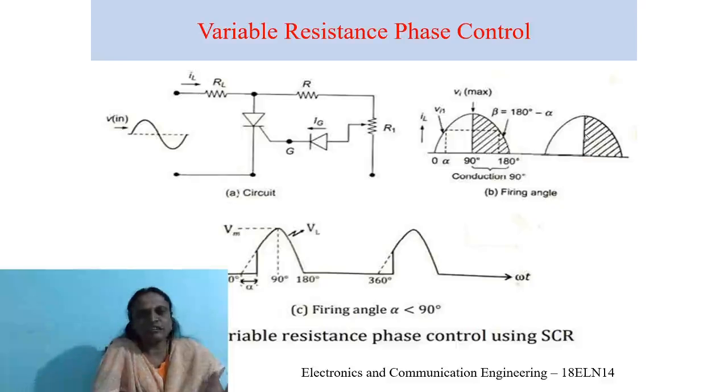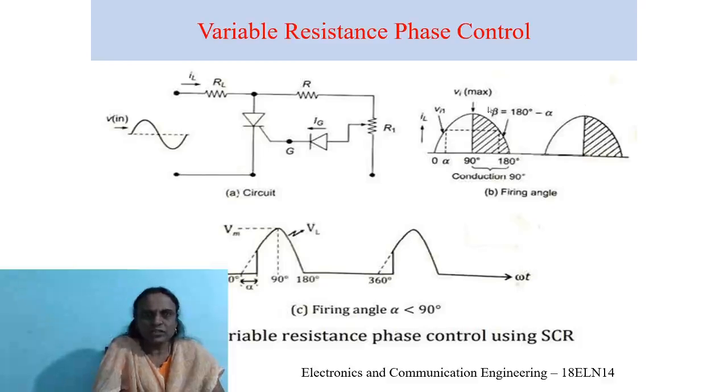Why is it called half wave? Only the positive cycle is being taken care of here, whereas the negative cycle of the input is blocked with the help of this diode. So we have firing only at alpha less than 90 degrees. Only if R1 is adjusted can we get various firing angles. Likewise, we can have the firing occur anywhere.